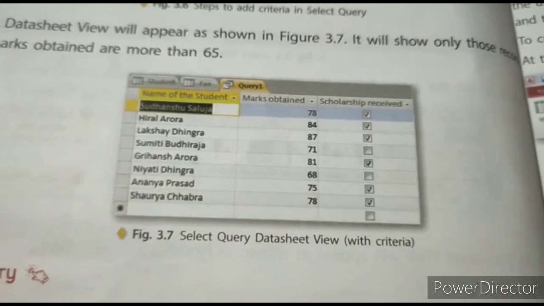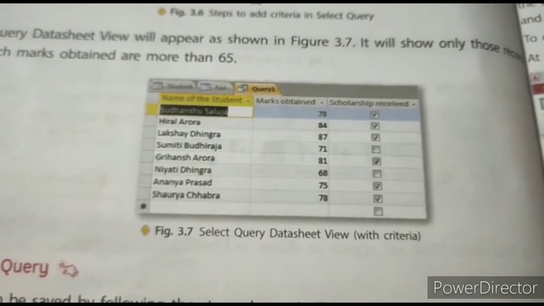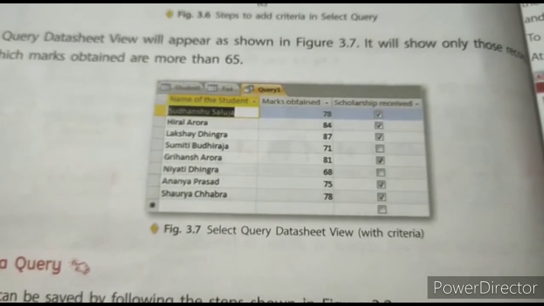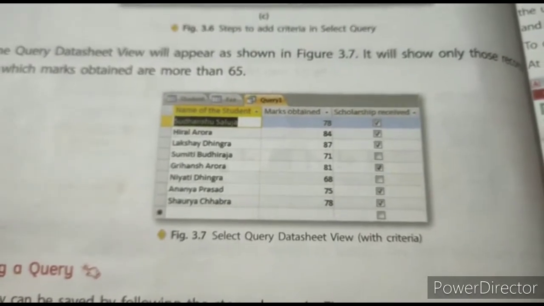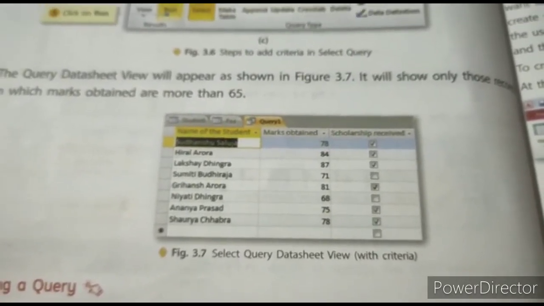See the picture, students. The query datasheet view will appear and it will show only those records in which marks obtained are more than 65. Have you understood, students?